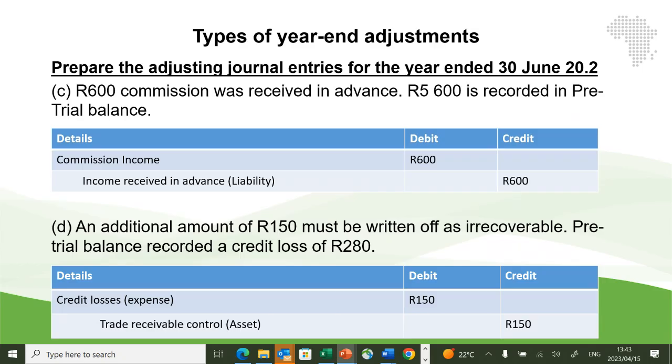So how do we do that? We're going to debit your credit losses, which is then expense of how much? Of 150. What are you going to credit? The trade receivable control account, which is an asset. So that debtors account is being reduced by how much now? By 150. Because we know that debtors account is an asset for a business. Assets increase on the debit and they reduce on the credit. So if we want to reduce, we need to credit that trade receivable control account. By how much? By 150.